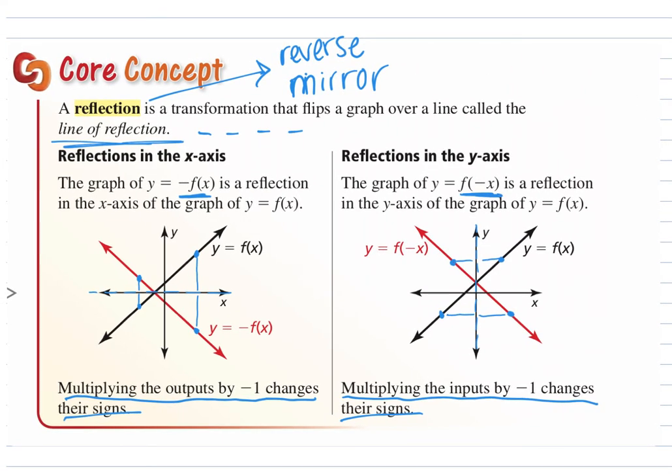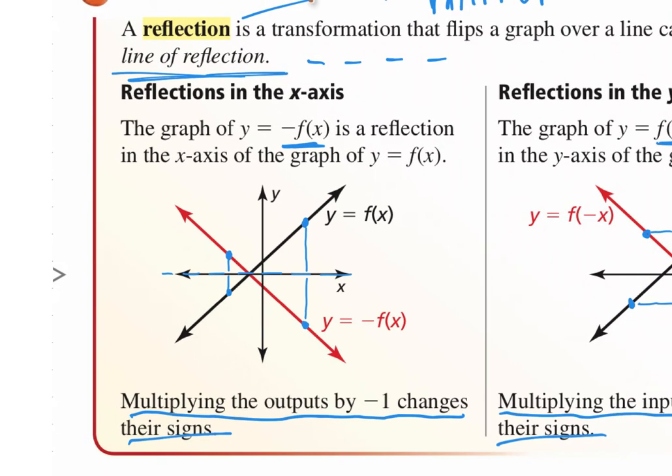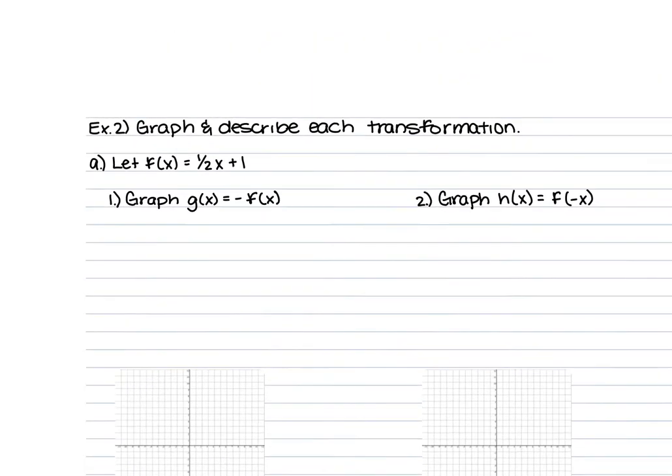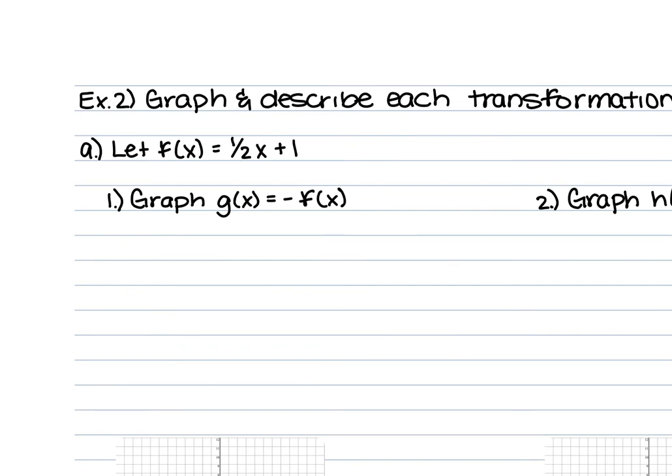Reverse and mirror. A reflection over the x-axis. So, let's try one example. We only have time for one, and then we have to end. So again, f of x equals 1/2 x plus 1. Then we're going to graph g of x equals negative f of x.